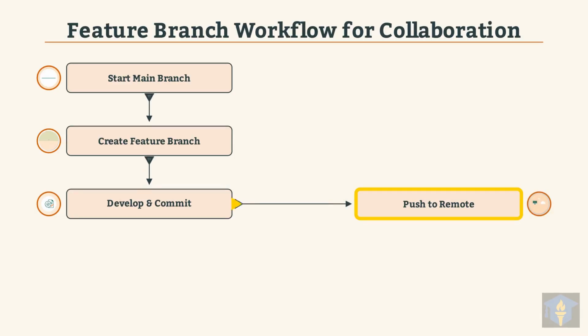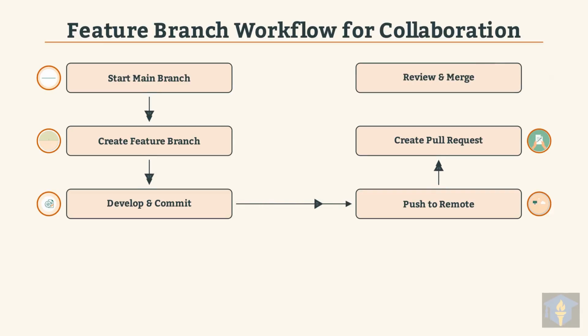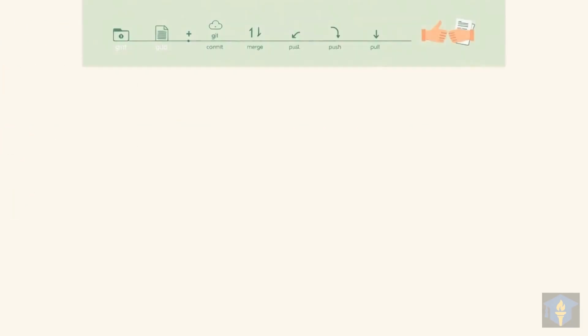After making progress, you push your local feature branch to the remote repository, sharing your work with collaborators. Then, you create a pull request, signaling that your feature branch is ready for review by your team members. Finally, after thorough review and approval, your feature branch is merged into the main branch, completing the cycle.